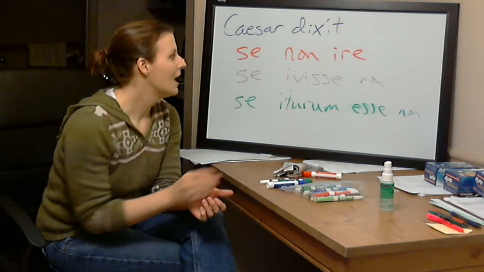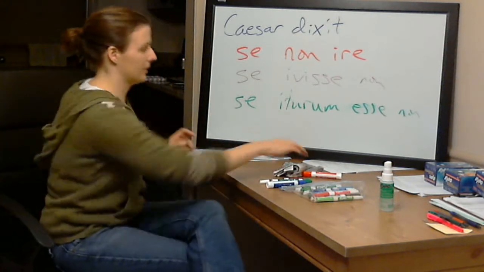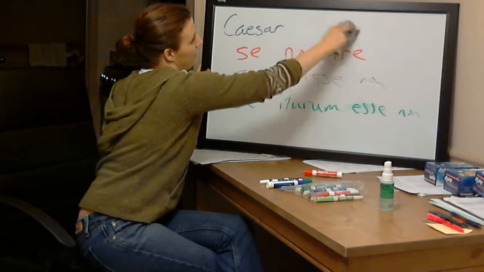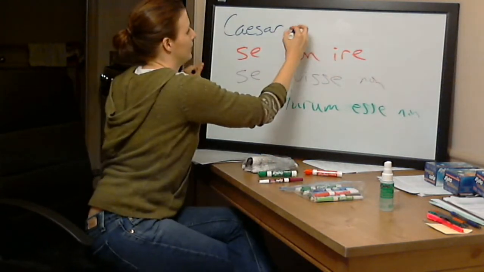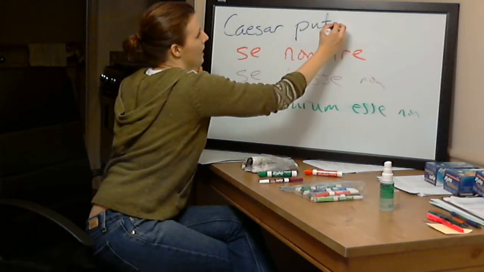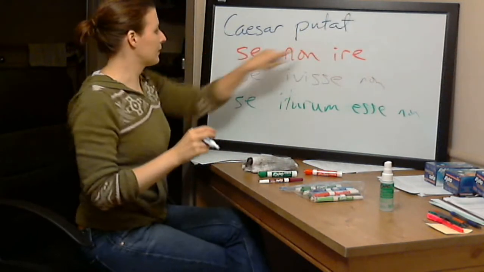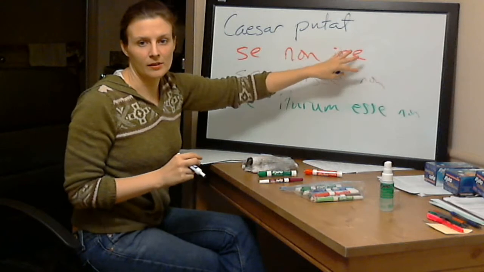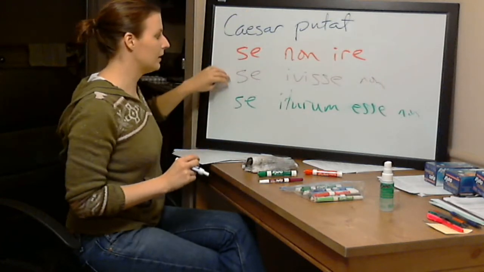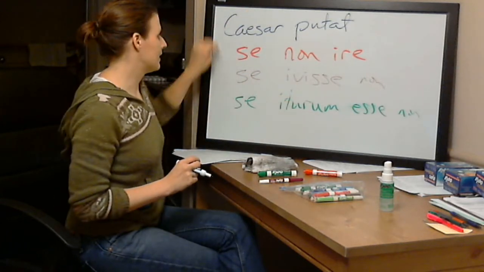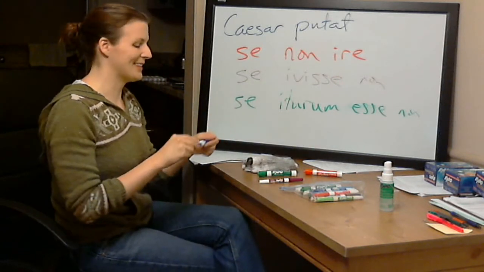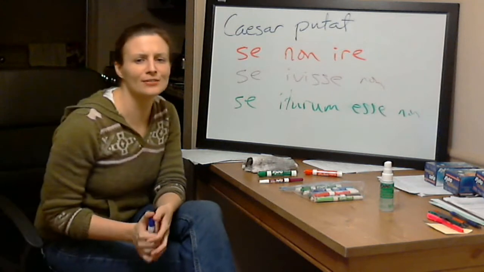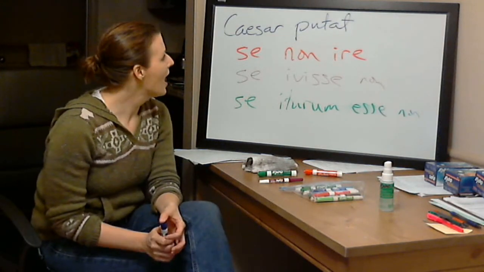The same exact stuff happens with indirect thoughts. So instead of saying Caesar said, if we say Caesar, using puto here, Caesar thinks that he is not going to the Senate today. Caesar thinks that he did not go to the Senate today. Caesar thinks that he will not go to the Senate today, but will be convinced later to flee his house and go and get killed.